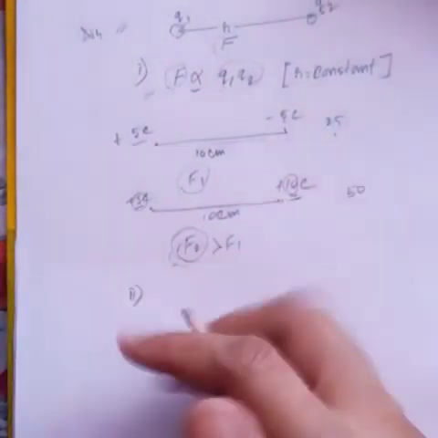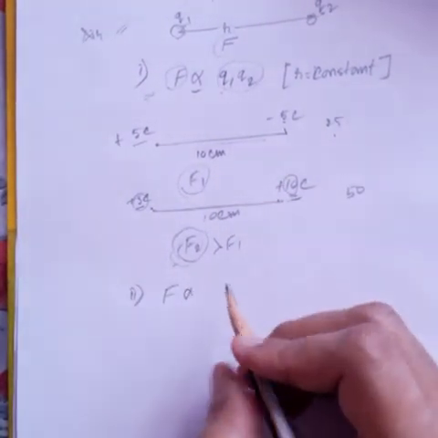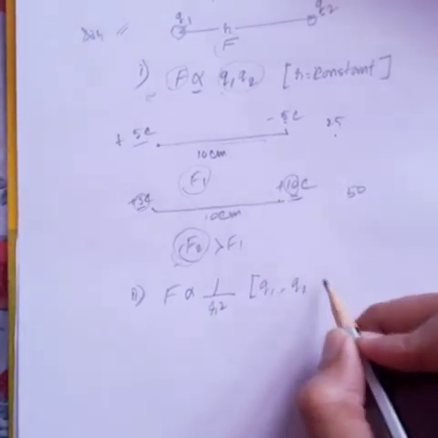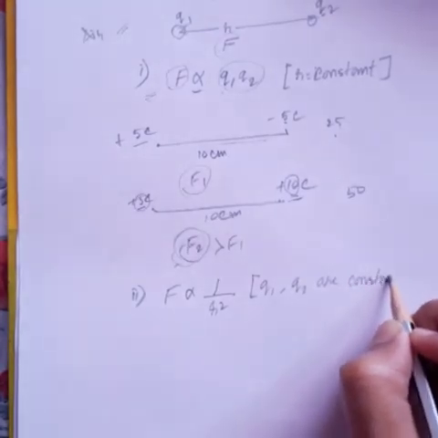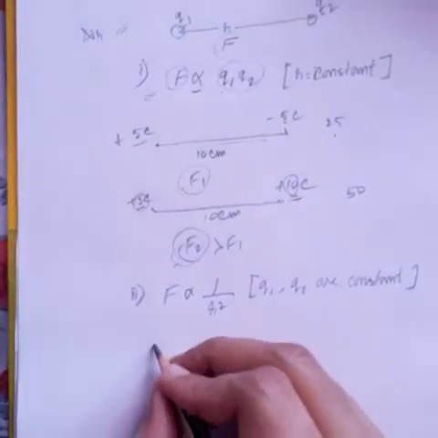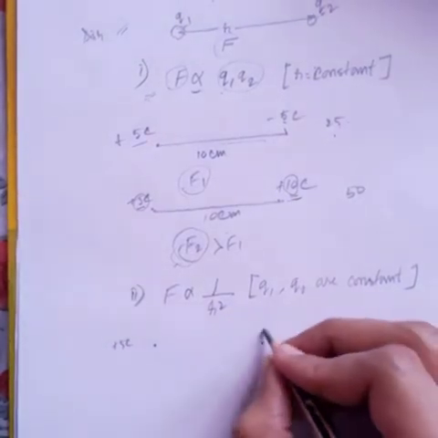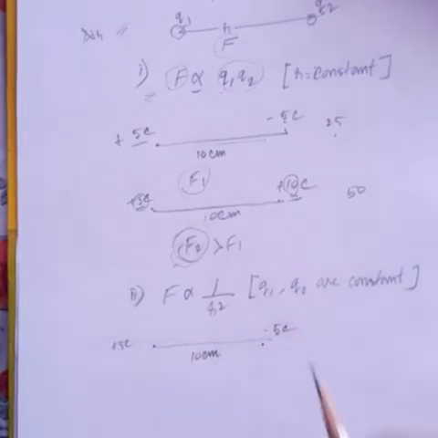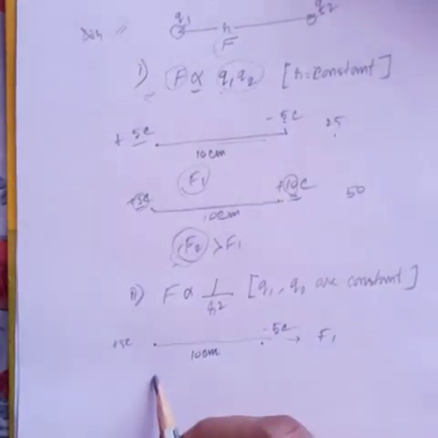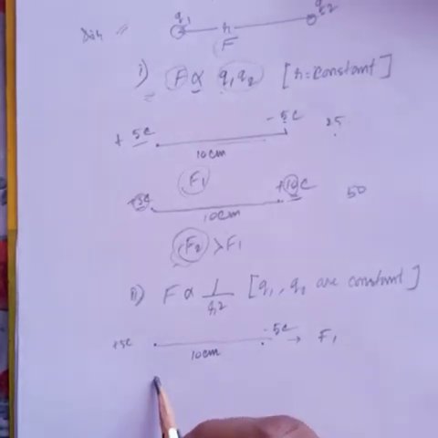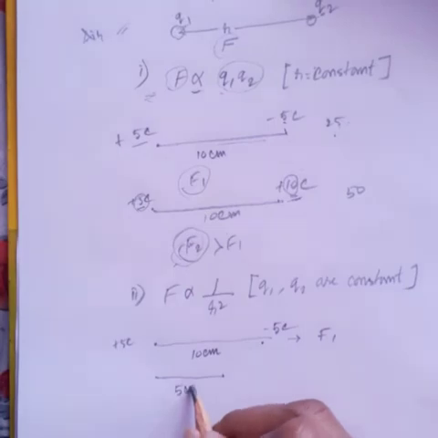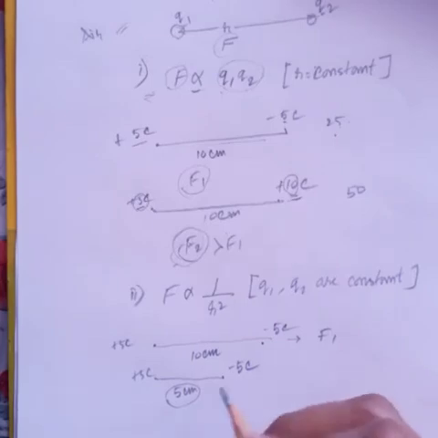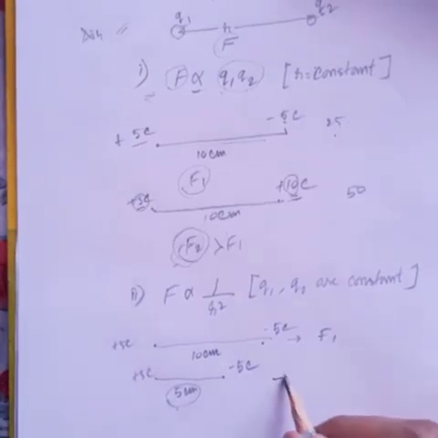The second statement says that the amount of force should vary inversely with the square of the distance between them when the charges are constant. Now what does it mean? It means that suppose you have taken those charges plus 5 coulomb and minus 5 coulomb and you have separated them by a distance, say 10 centimeter. In this case they are experiencing a force F1. Suppose we consider a next situation in which they are separated by a lesser distance, say 5 centimeter. The same charges, plus 5 coulomb and minus 5 coulomb, but their distance has been reduced. In this case the force is, say, F2.